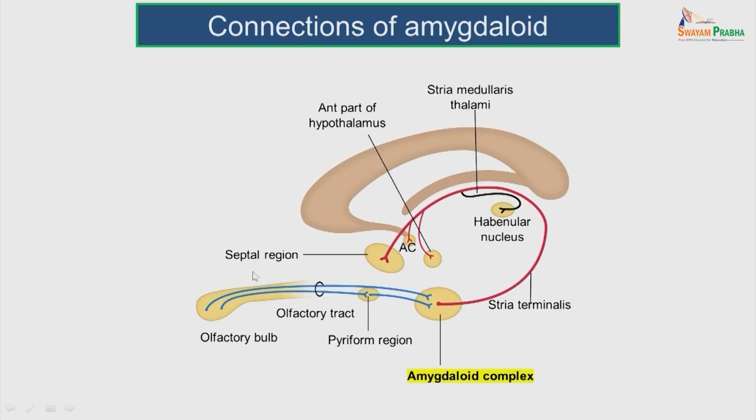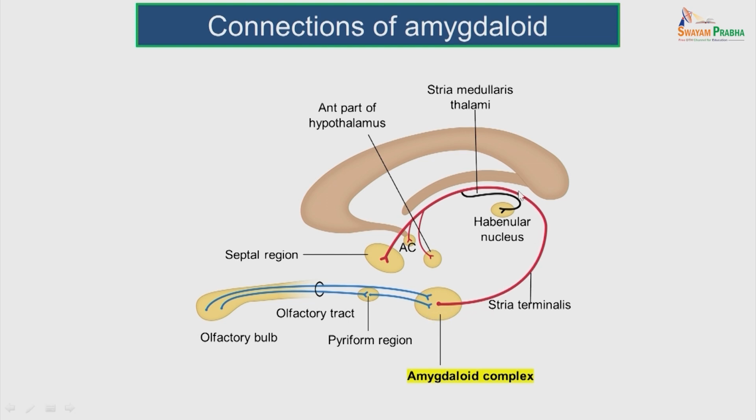Now, how is it connected? This receives input from the olfactory tract and also the pyriform region, that is from the olfactory area. Then the output is through the stria terminalis.